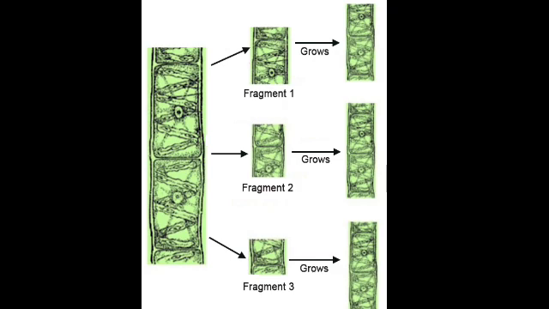Upon fragmentation, an alga breaks up into two or more fragments. These fragments or pieces grow into new individuals. This process continues and they cover a large area in a short period of time.